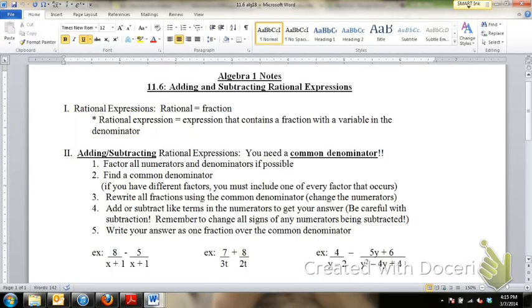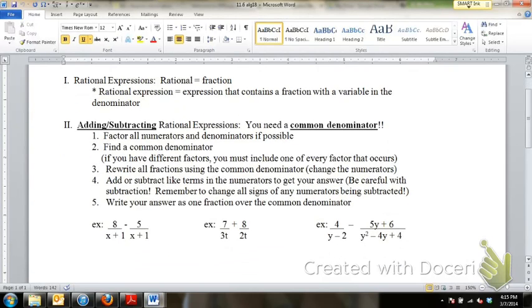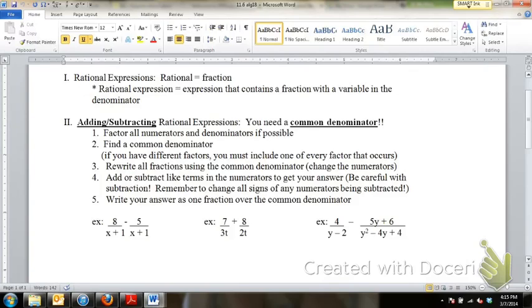11.6, adding and subtracting rational expressions, is probably one of the more difficult things we're going to tackle this year. Okay, with that said, remember that rational expressions just mean fractions. And here's why this is difficult. Because when you add or subtract fractions, you have to have a common denominator. So that's where the difficulty comes in.